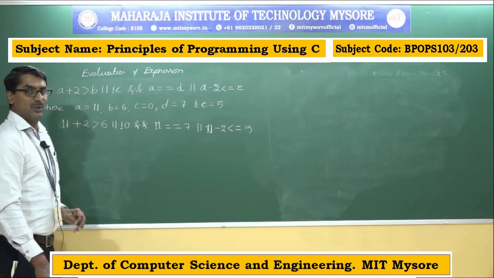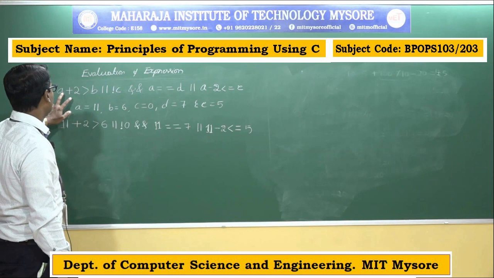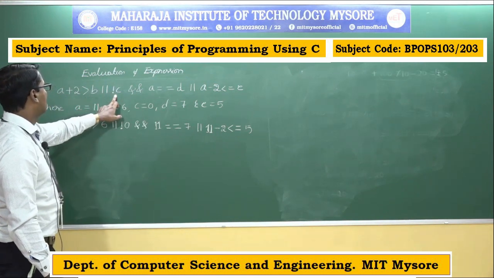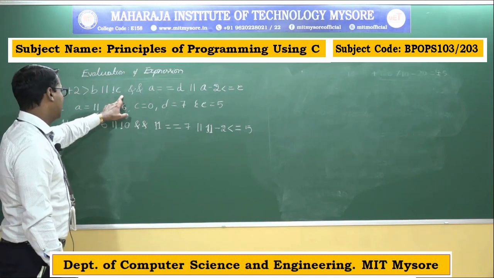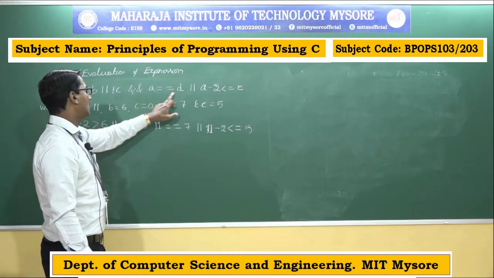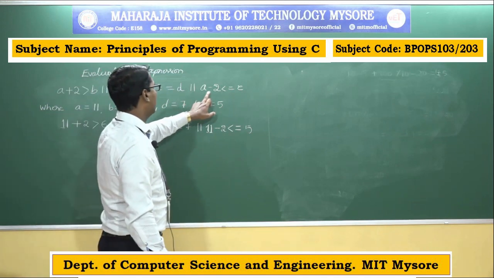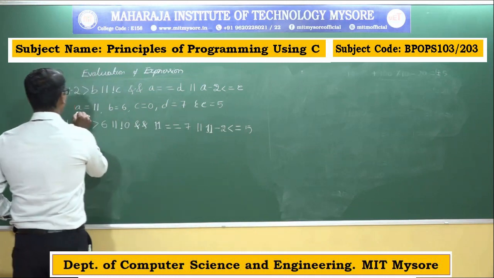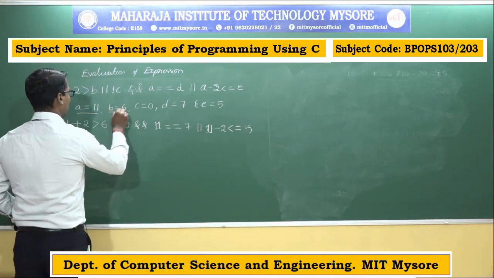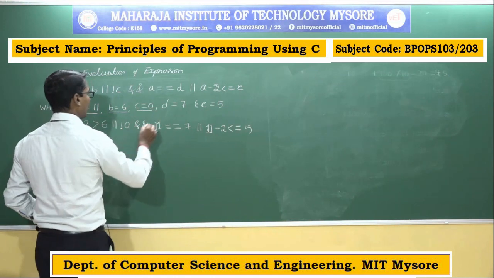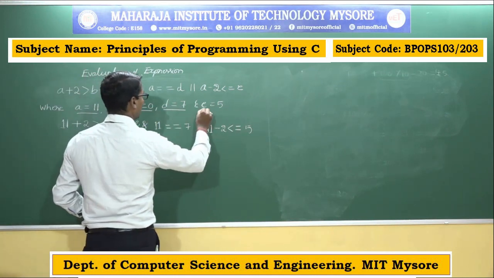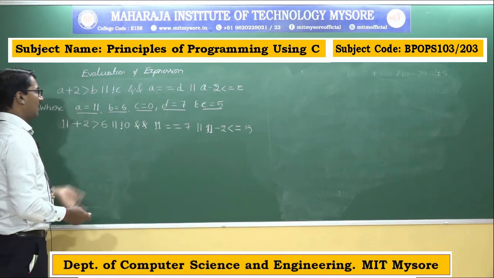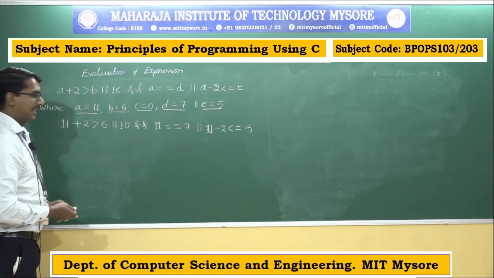Okay, let us consider one more example. The example is a plus 2 greater than b or not complement, not c, and a equal to e or a minus 2 less than e, where a is equal to 11, b is equal to 6, c is equal to 0 and d is equal to 7, e is equal to 5.